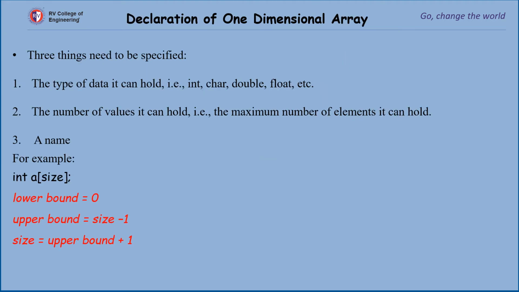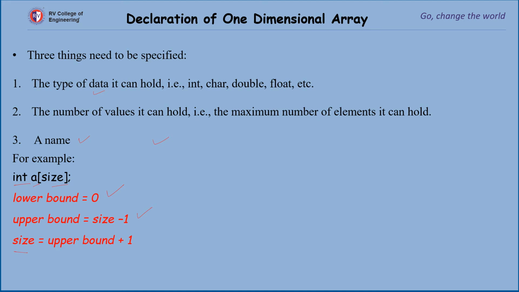Now, 3 things need to be specified. What are those? The type of data that you want the array to store, the number of values it has to store, and the name of the array. So as mentioned here, data type, name of an array and the size. Always remember one thing, the range of indices: the lower bound is 0, the upper bound is size minus 1, and knowing these two, you can determine the size as upper bound plus 1.